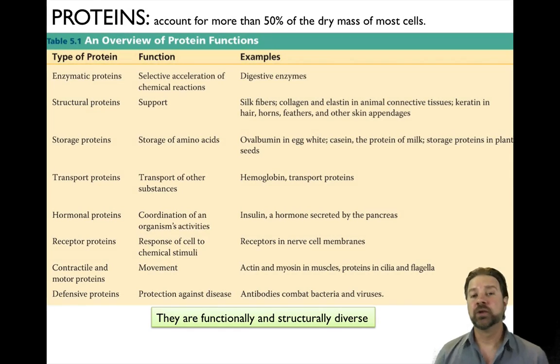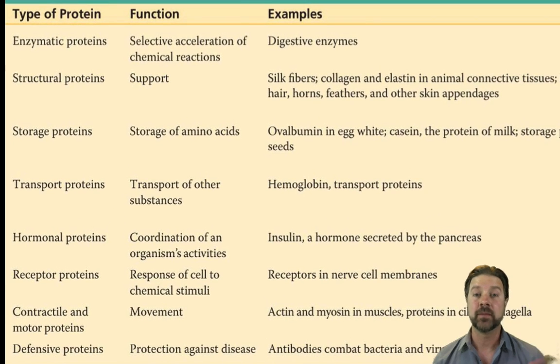The first biomolecule we'll mention today is going to be the proteins, and as you can see, they account for more than 50% of the dry mass of most cells. So you can see how hugely important a protein is to the cellular environment. Now, of course, different types of proteins will exist and they will have different roles, as you can see down the leftmost column on this table. We can see enzymatic proteins. We mentioned an enzyme earlier in part 1. Structural proteins, transport, hormones, receptors, contractile and motor proteins, and then finally defensive proteins.